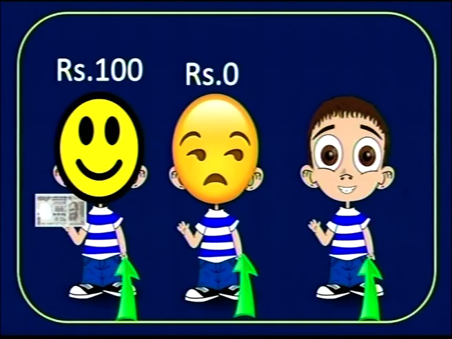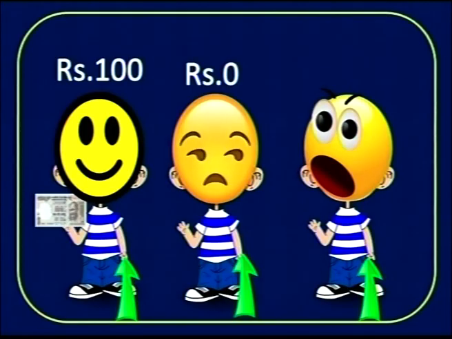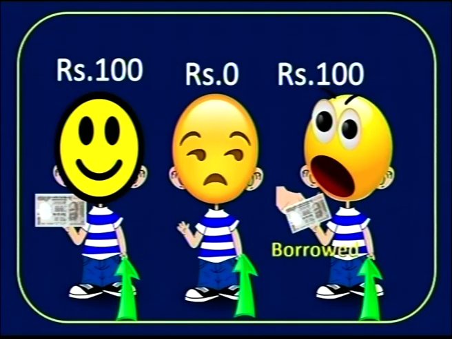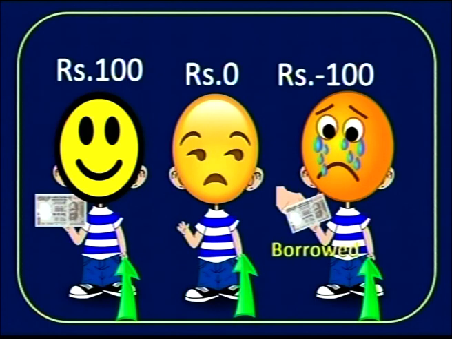He is sad. He is the third boy. He is not having any amount, but what has he done? He has borrowed rupees 100 from his friend. Now what is the amount with the third boy? Can we say it as rupees 100? No. So what do you have to say? Rupees minus 100. So what is this minus 100? Again it is a negative number. So in this session you are going to learn about negative numbers which are part of integers.